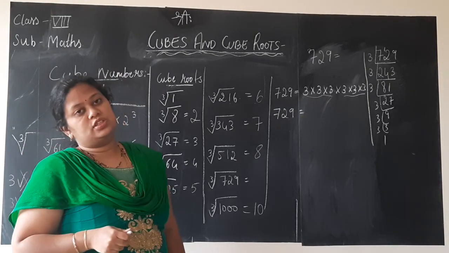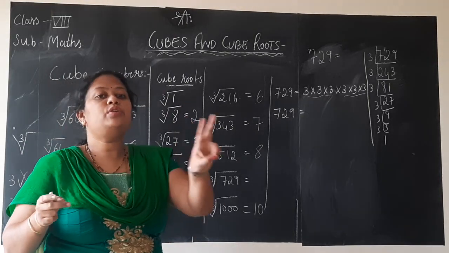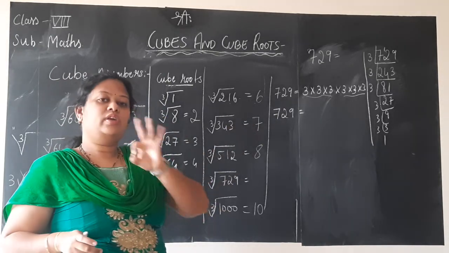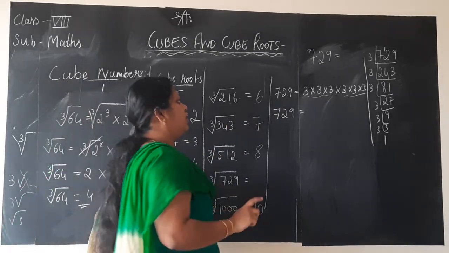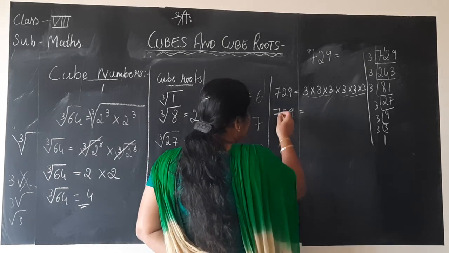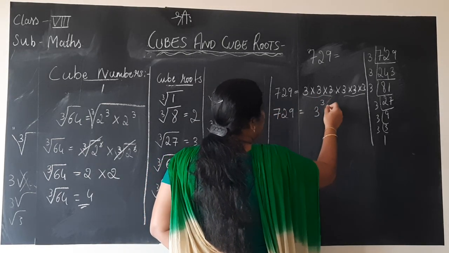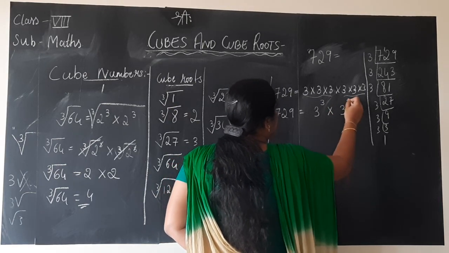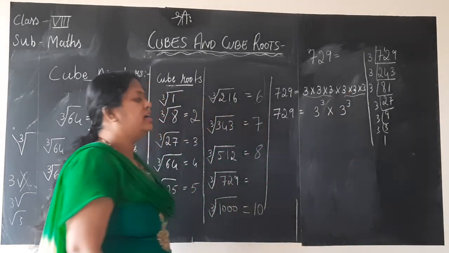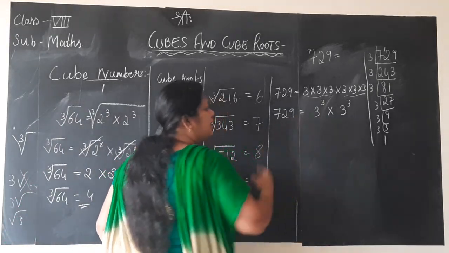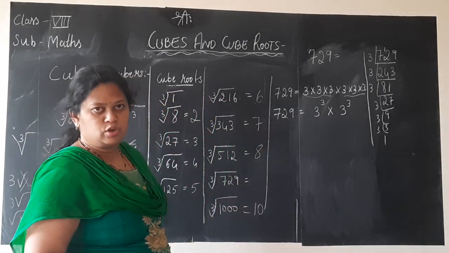But in the squares and square roots chapter, we were grouping only 2 terms. Why? We were finding the square root there. In the cube root, we group 3 terms. That is what we did in the last exercise as well. Now 729 is this 3 into 3 into 3, which can be written as 3 cube, and the second group of 3 3s can be written as 3 cube. Now 729 is 3 cube into 3 cube, we came to know.